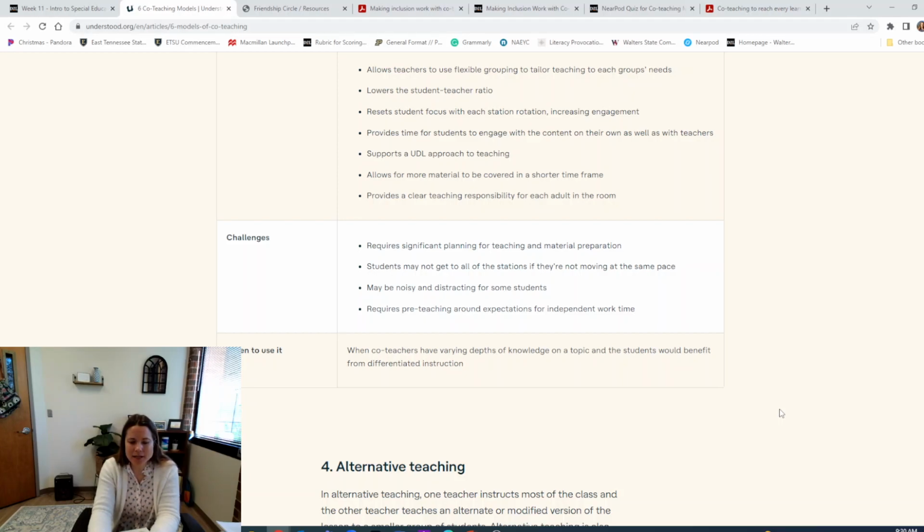And then the last one to think about is that this really requires you to pre-teach, right? So there are expectations surrounding how we do stations and moving around the room. What are the expectations when you're working independently at the station? These are things you have to build into your lesson, and that have to be taught to the students ahead of time. And then, when should we be using station teaching? Well, when you have lots of depths of knowledge on a topic, and you feel like students would benefit from differentiated instruction. That would be a good time to use station teaching.